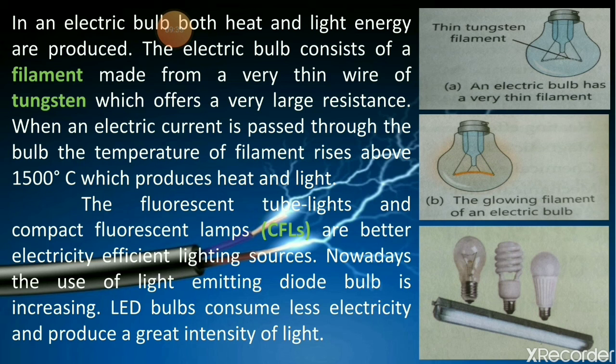Okay, so the filament of an electric bulb is made up of thin, coiled tungsten wire, which has very high resistance. When electric current passes through it, it first gets heated to over 1500 degrees Celsius, and then it starts glowing and emitting yellow-white light.